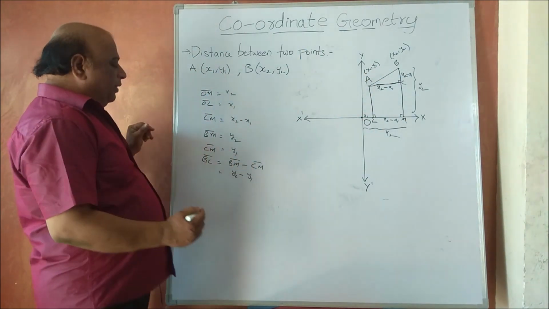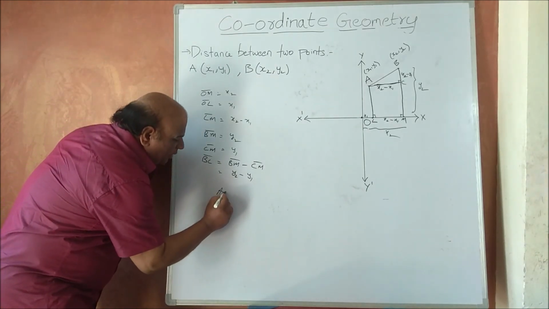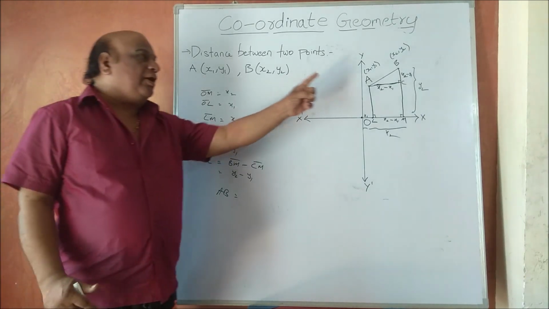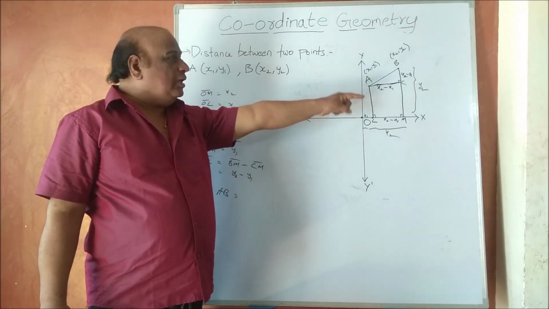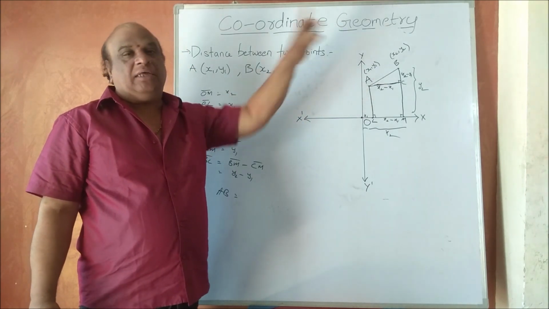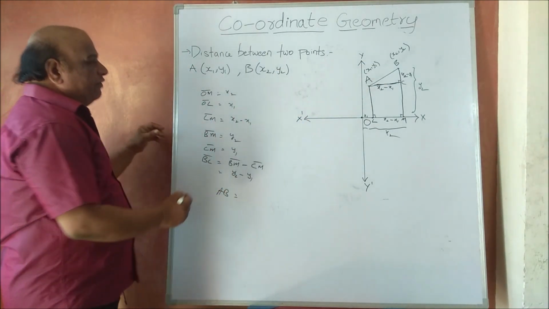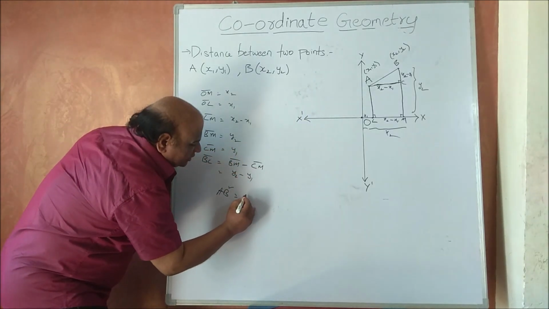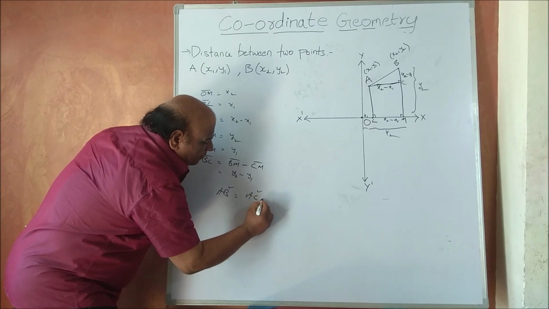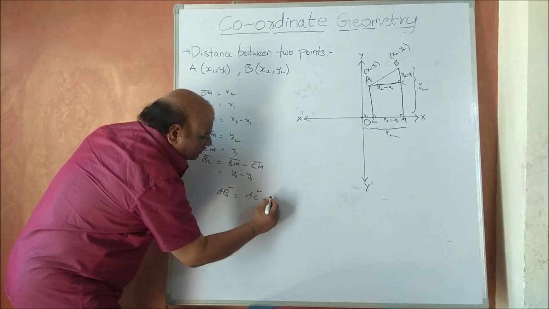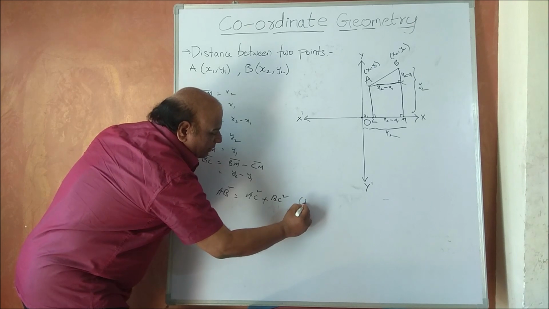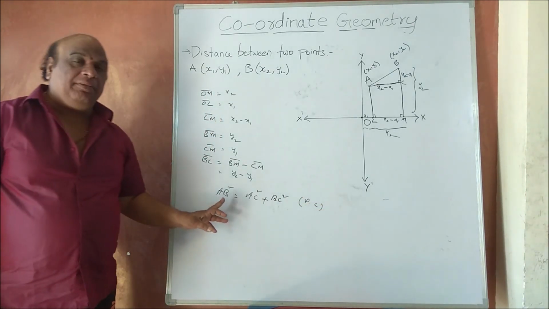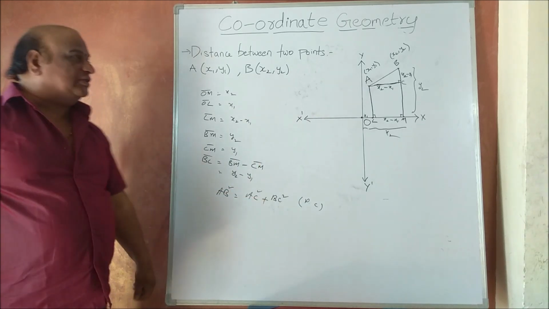Now what about AB? According to the Pythagoras Theorem. What is the Pythagoras Theorem? The square of the hypotenuse is equal to the sum of the squares of the other two sides. So AB square is equal to AC square plus BC square. This is the Pythagoras Theorem.